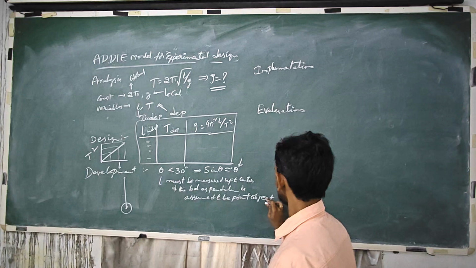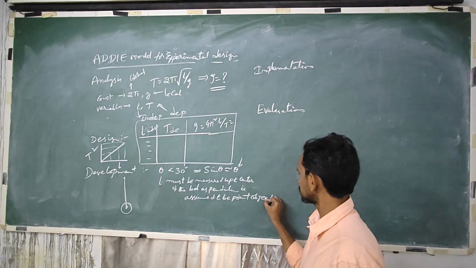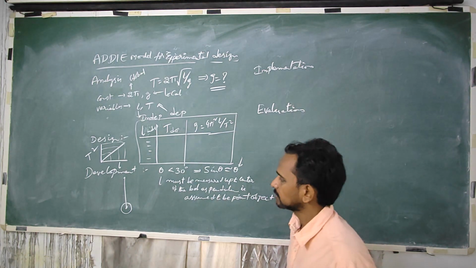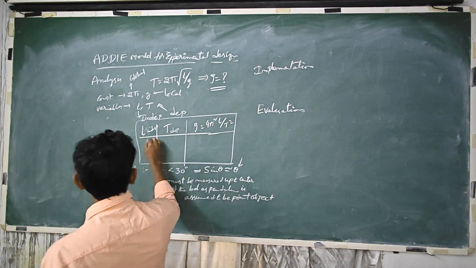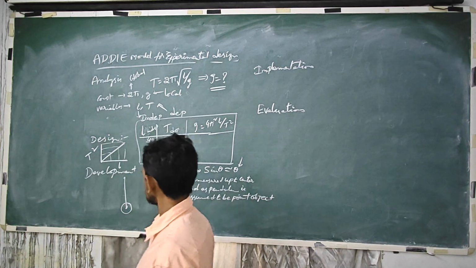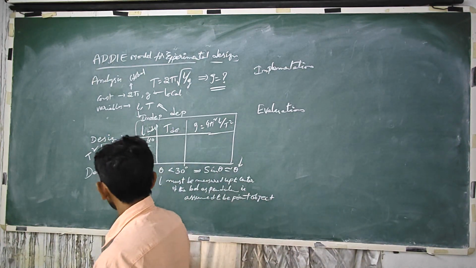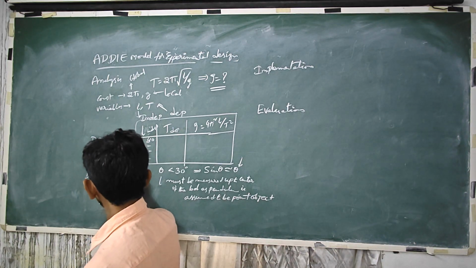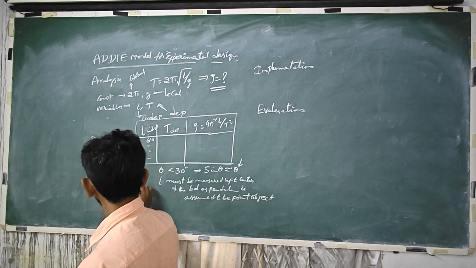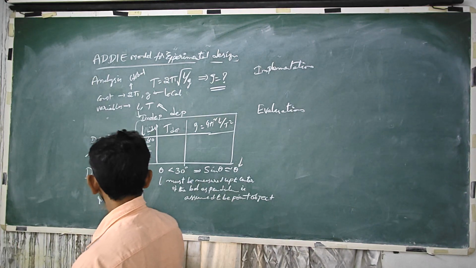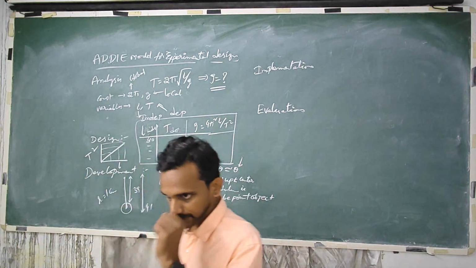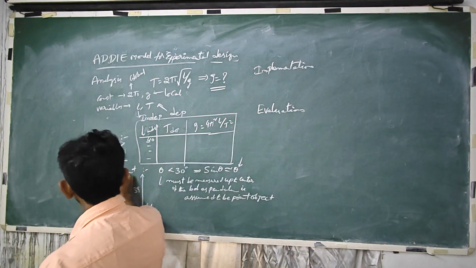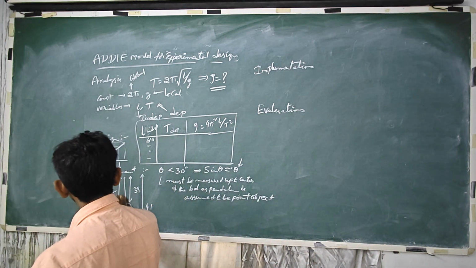Since the pendulum is assumed to be a point object, the length must be measured up to the center of the bob. So let's say if you want to keep 40 centimeters, and the radius is 1 centimeter, then from the point of suspension to the top of the bob you have to keep 39, or to the bottom of the bob you have to keep 41. Then only from the point of suspension to the center of the pendulum will be 40.